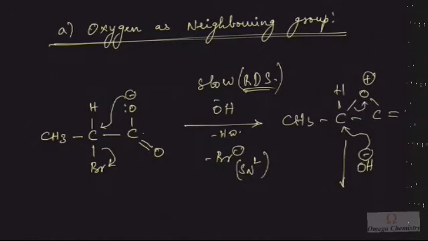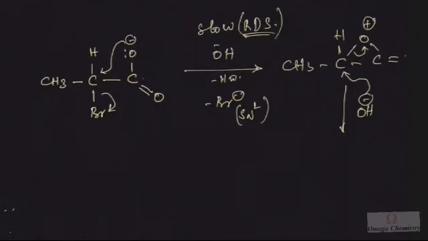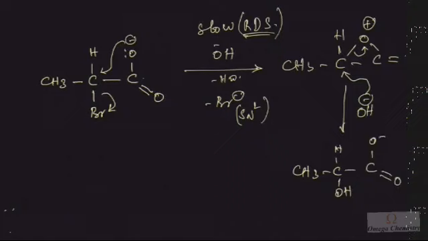Now again this bond will be broken and we will get the final product, that is CH3CHOH and COO minus. So this is nothing but a lactate ion, right? Lactate ion.